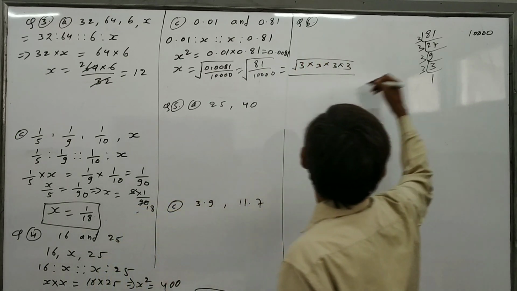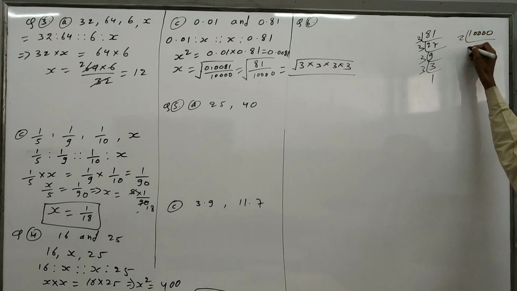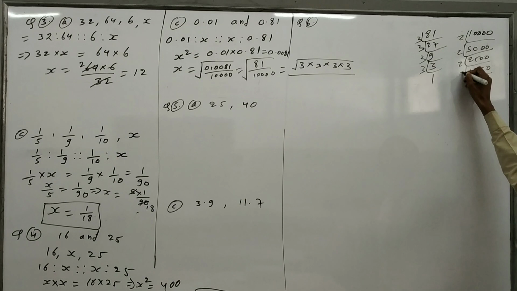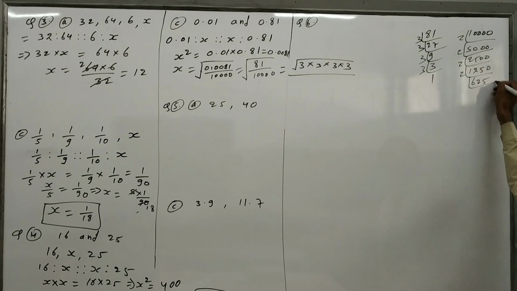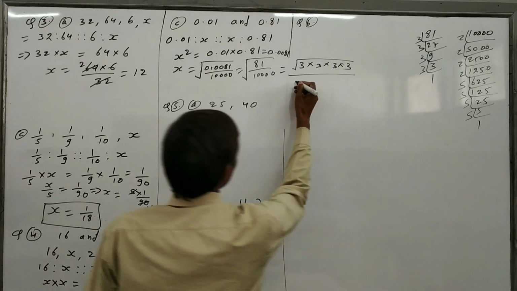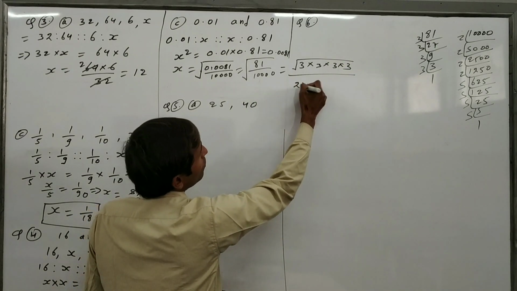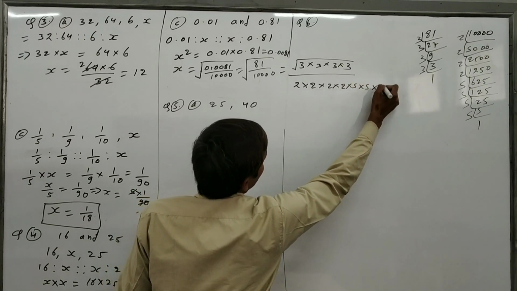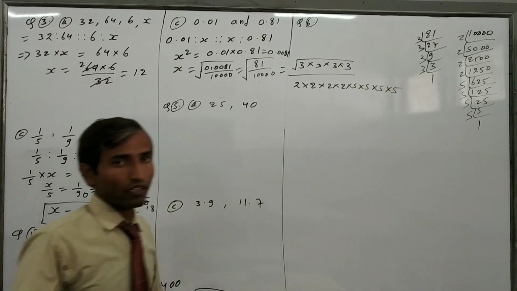After that, factorize 10,000 by 2, then it will come 5,000. Again factorize by 2, then it will come 2,500. Then factorize by 2, then it will come 1,250. Again by 2, then it will come 625. Then 5, then it will come 125. Then 5, 25 will come. Then 5 will come. Then 5, 1 will come. So then write down here in the denominator part 2 into 2 into 2 into 2, and then 5 into 5 into 5 into 5, means 4 times.